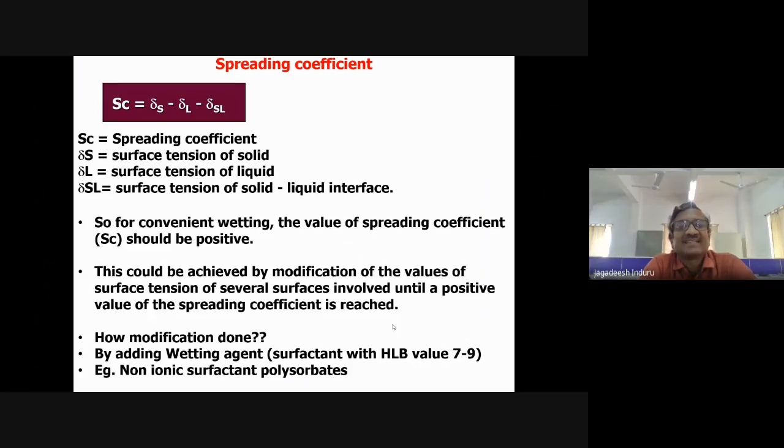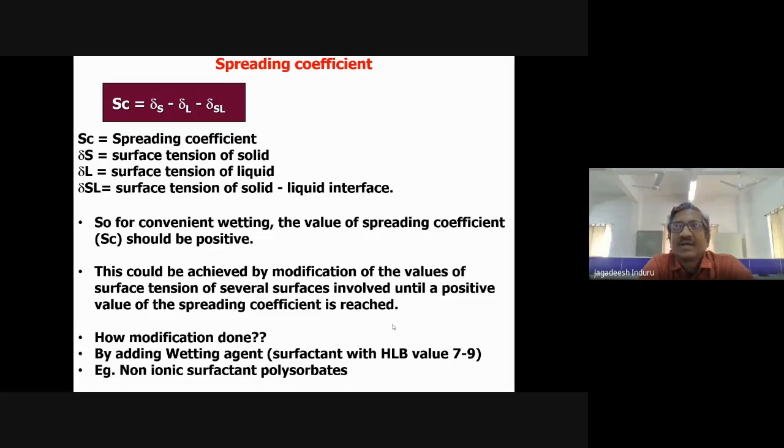Sigma S, that is surface tension of the solid. Sigma L, that is surface tension of the liquid. Sigma SL, that is surface tension of the liquid-solid interface. So these are the three which are present. Spreading coefficient SC equals surface tension of the solid minus surface tension of the liquid minus surface tension of the liquid-solid interface. So these three terms give the spreading coefficient SC. For convenience, the value of the spreading coefficient should be positive. It should not be negative.